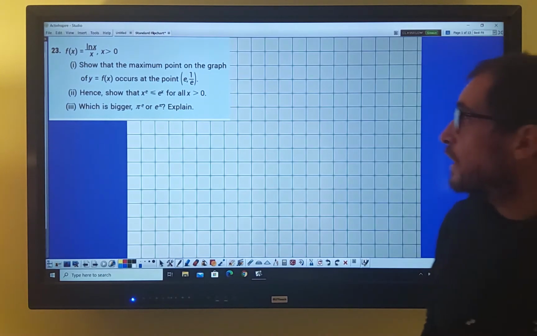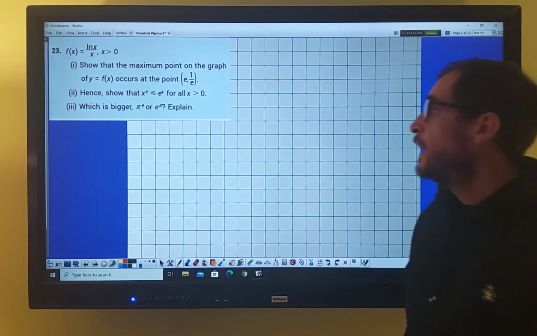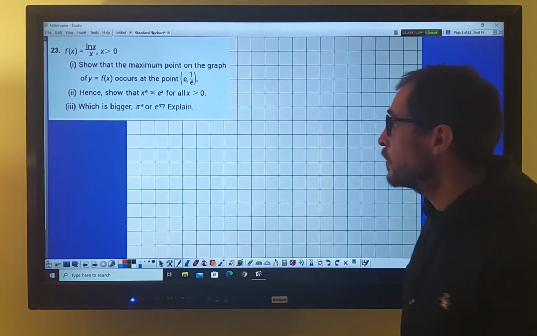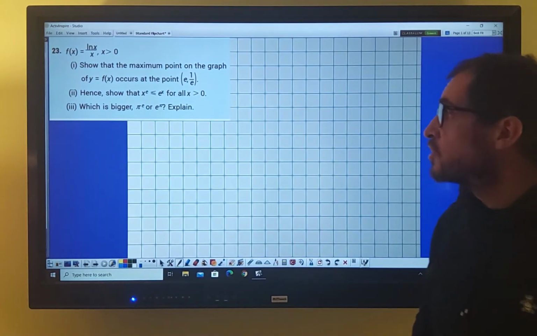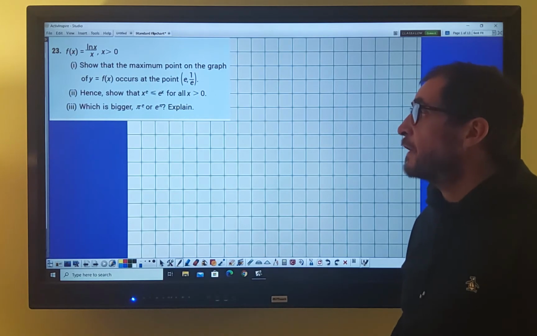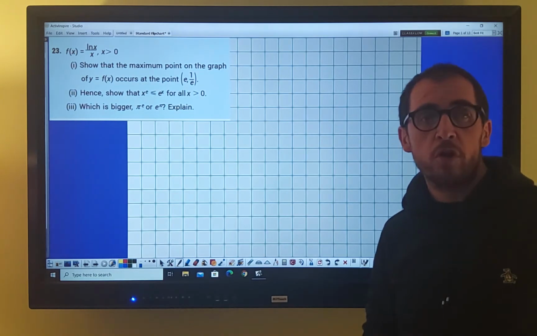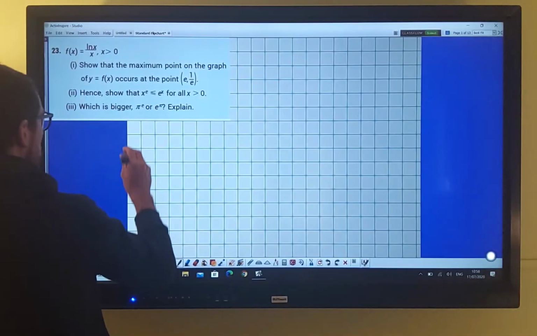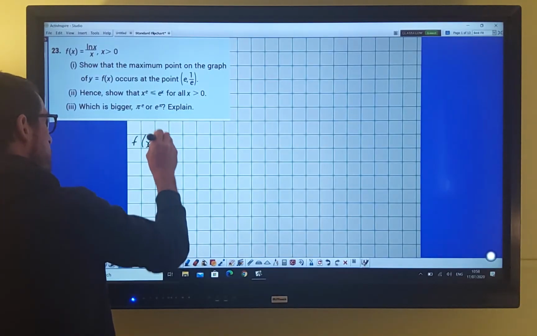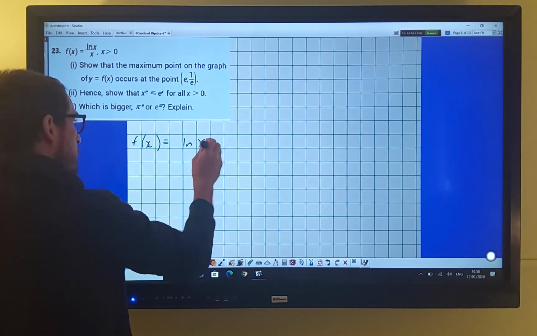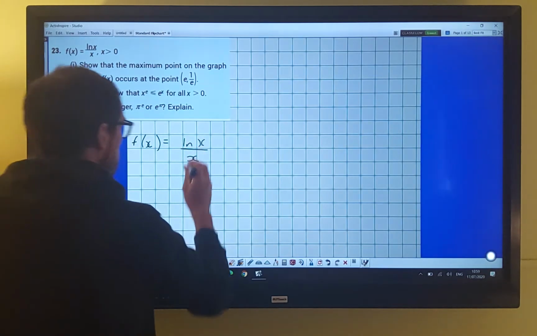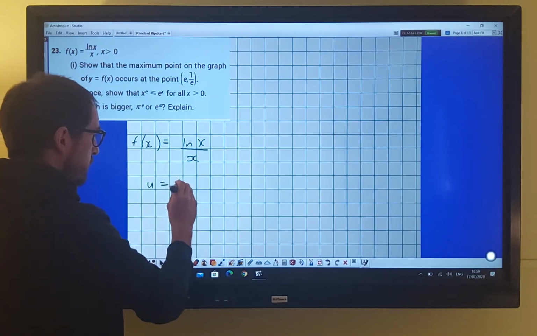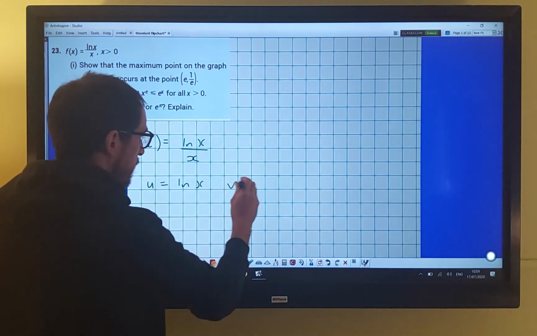So you're asked here to show that the maximum point on the graph of y equals f(x) occurs at the point e, 1 over e. Now, what we're going to do is differentiate that, and the maximum point occurs where dy/dx is equal to 0. So if I take this function here, f(x) is equal to ln x all over x, we're going to use the quotient rule here. So u is equal to ln x, and v is equal to x.